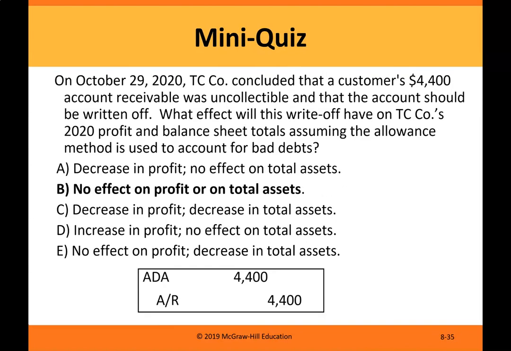The answer is B, no effect on profit or on total assets. Debit allowance for doubtful accounts, $4,400. Credit accounts receivable, $4,400.